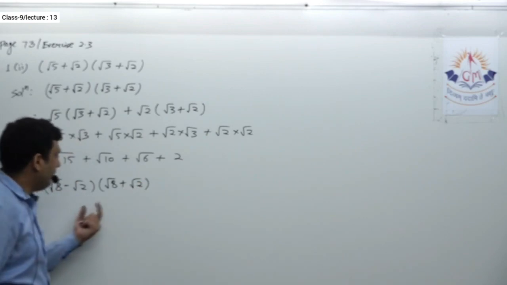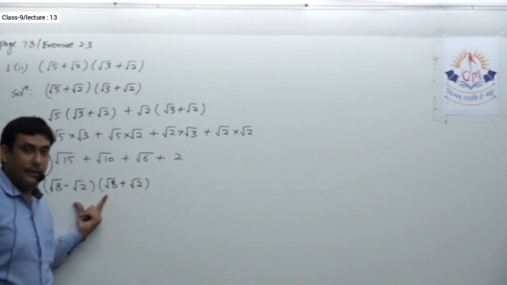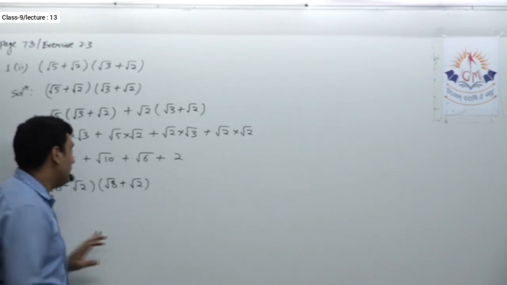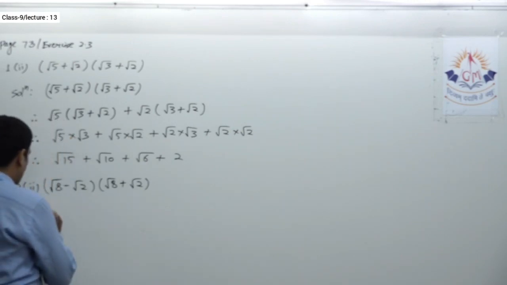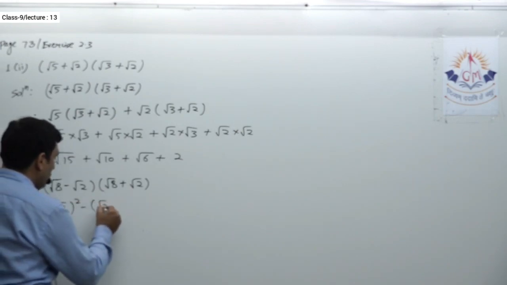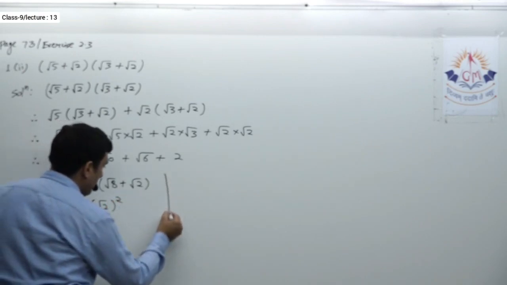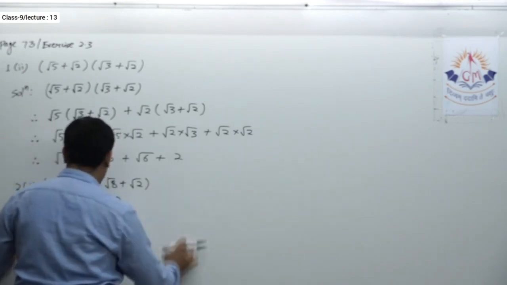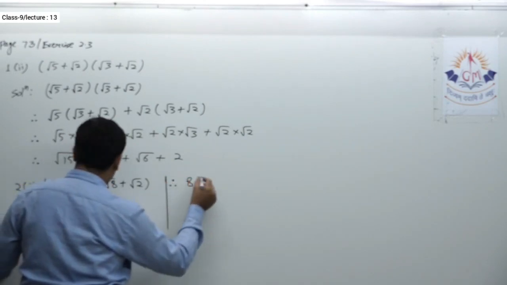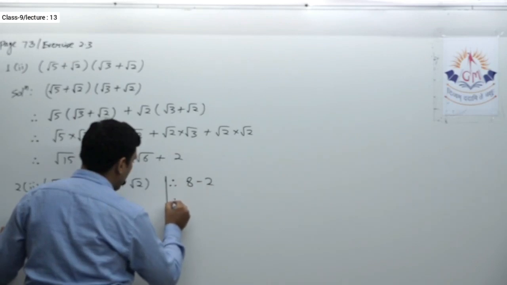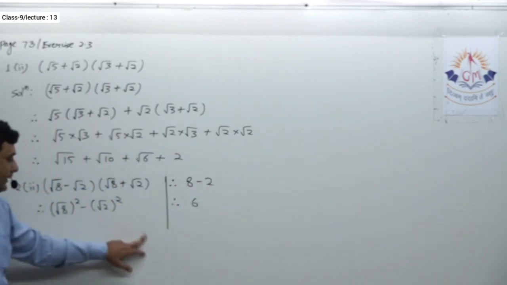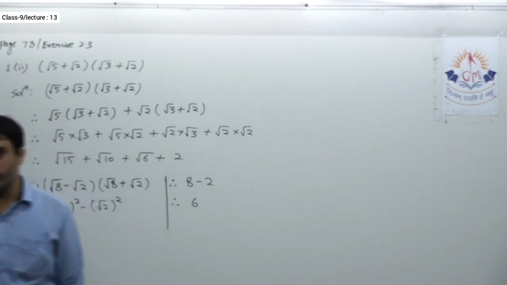So over here, if you observe, an identity is being applied, that is a minus b, a plus b. So a square minus b square. So here I can write root 8 square minus root 2 square. Now root 8 square is 8 itself. Root 8 square is 8 and root 2 square is 2. So 8 minus 2 is 6. Okay, so please note down these two and then we'll come to the next question.